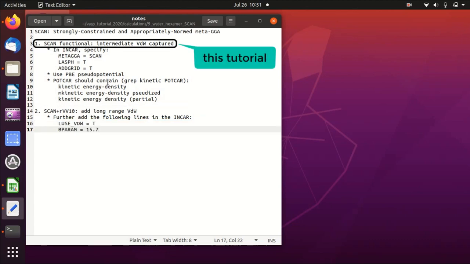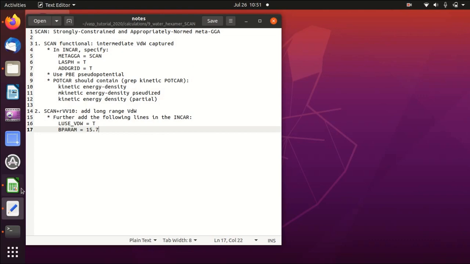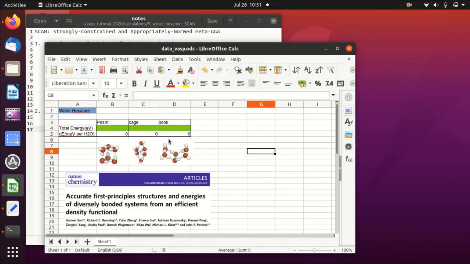So here I only want to show you the bare SCAN functional. The system that I will be demonstrating is a water hexamer. The reason is that water clusters as well as ice present a challenge for semi-local and hybrid density functionals because intermediate van der Waals interaction is quite important in the formation of those clusters. And the most notorious examples are water hexamers, basically six water molecules combined by van der Waals interaction. And there are four low energy configurations: prism, cage, book, and another one is cyclic that I didn't show here.